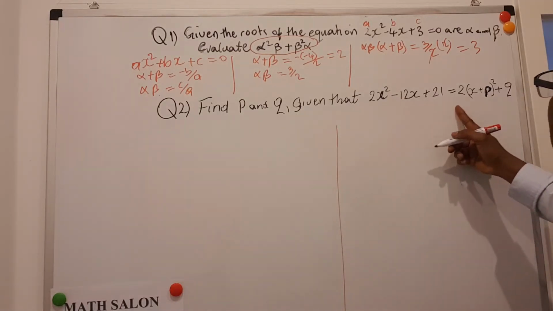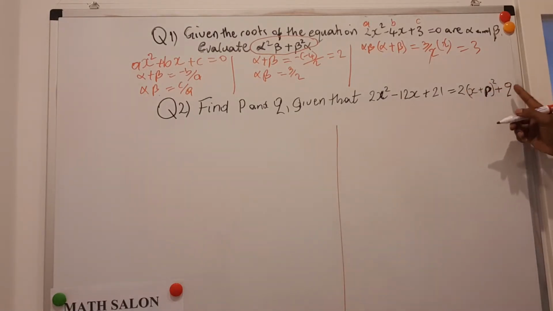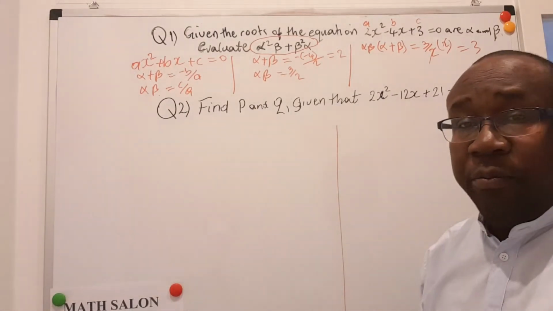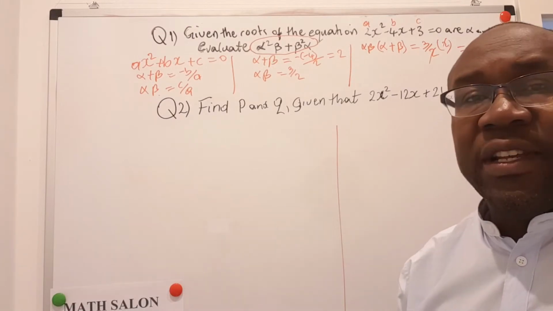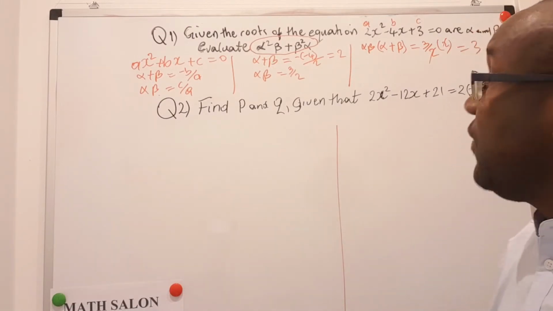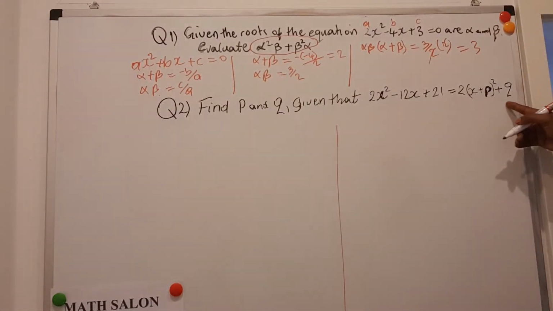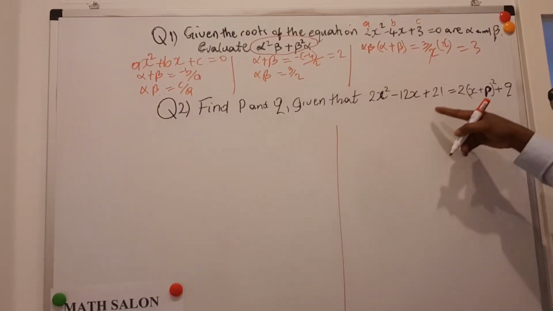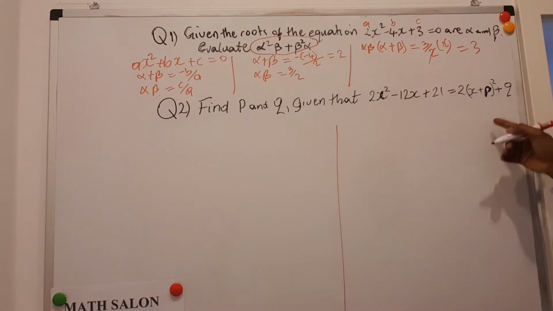For the second question, they say, find p and q given that 2x squared minus 12x plus 21 is equal to 2 into brackets x plus p squared plus q. If you look at this very well and think again about some previous knowledge that you had in lower 6 or maybe in form 5, you would remember that this looks like completing the square. So actually, if you complete the square of the left hand side, it should be an expression like this.